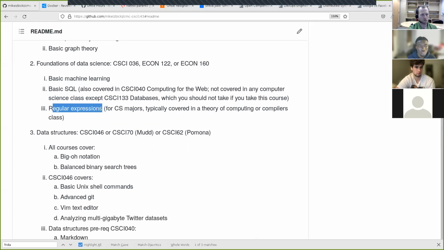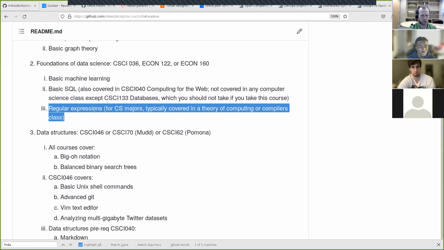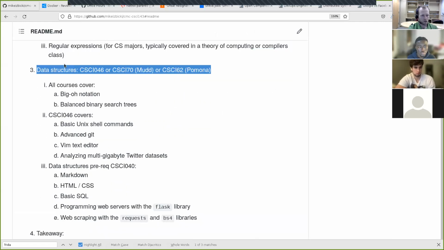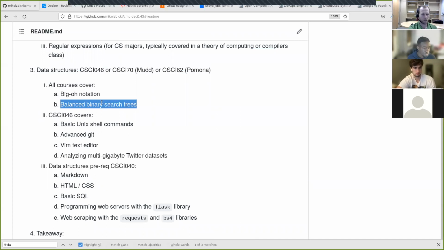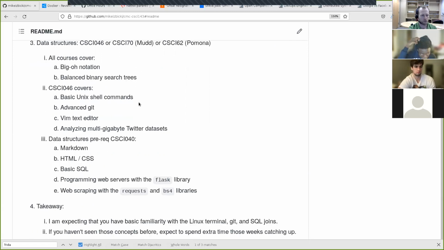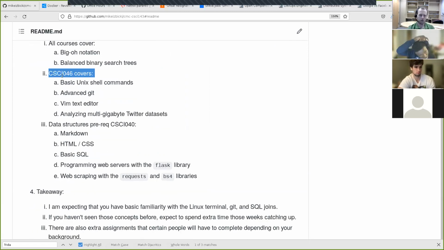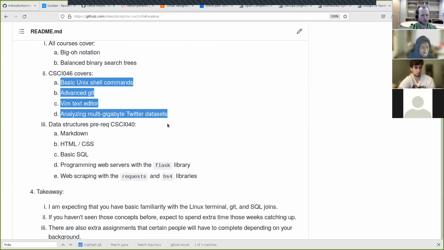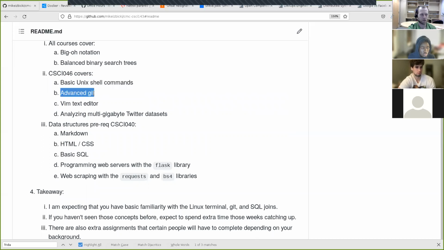Another important topic is regular expressions, which I think most computer science people should have from other courses. Data structures, so we'll be talking a lot about big O notation and balanced binary search trees in this class. I think everybody's going to do well with that. CS46 in particular, though, the data structures course I teach, covers all of this material right here. So in particular, basic Unix shell commands, advanced Git usage, using the Vim text editor, analyzing multi-gigabyte data sets.